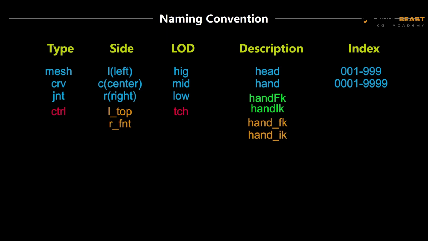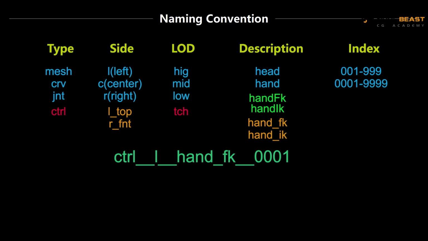Now, if we put everything together, say for a left-hand FK controller, according to our naming convention, it would be control, then double underscore, then L, double underscore, hand FK, then double underscore again, and finally a 4-digit number, 0001.